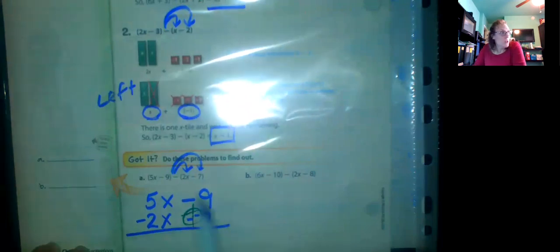Okay? So 5x minus 2x gives us 3 x's. And then negative 9 and a positive 7, we subtract and get a negative 2. Why? Because 9 is bigger. So 3x minus 2. Okay? Let's look at B.